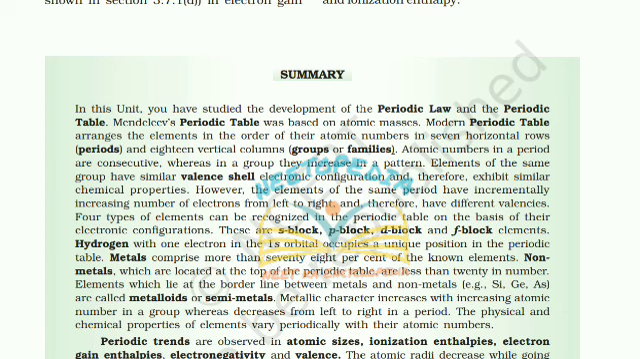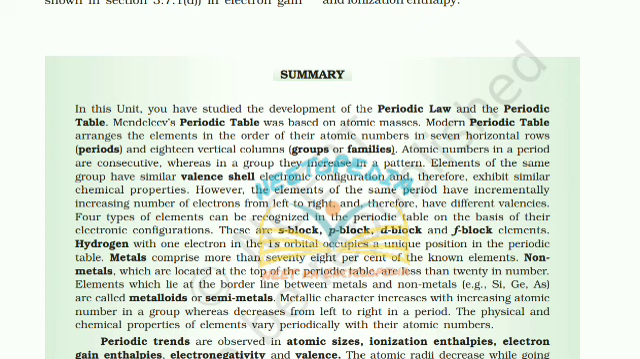However, elements of the same period have incrementally increasing number of electrons from left to right and therefore have different valencies. Four types of elements can be recognized in the periodic table on the basis of their electronic configurations. These are s block, p block, d block, and f block elements. Hydrogen with 1 electron in the valence orbital occupies a unique position in the periodic table. Metals comprise more than 78% of the known elements. Non-metals, which are located at the top of the periodic table, are less than 20 in number. Elements which lie at the borderline between the metals and non-metals are called metalloids or semi-metals.